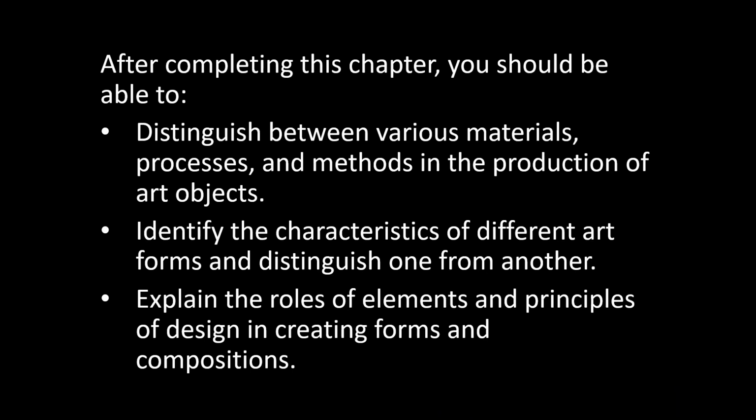As an overview of the whole chapter, after reading it, you should be able to distinguish between various materials, processes, and methods in the production of art objects, identify the characteristics of different art forms and distinguish one from another. And really what we're focusing on in my lectures, we're talking about explaining the roles of elements and principles of design in creating forms and compositions. And specifically, this lecture covers the elements of design, or what are also called the visual elements.